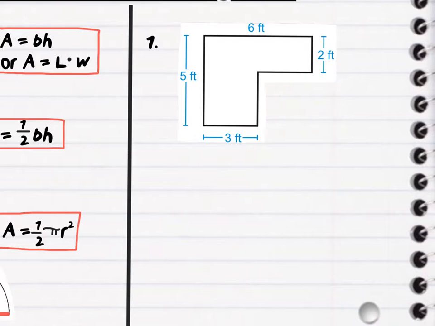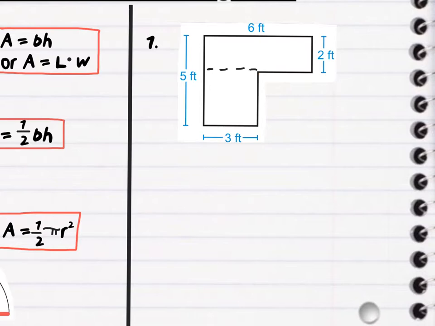So this is a composite figure because it's made up of 2 or more shapes. Now this shape is made up of 2 rectangles. You can either cut the shape up across this way to make our 2 rectangles, or you can cut it up vertically this way to make our 2 rectangles. It doesn't matter which way you choose, but I'm going to choose to cut it across. So I'm going to create that dashed line there. Now we're going to find the area of this figure.